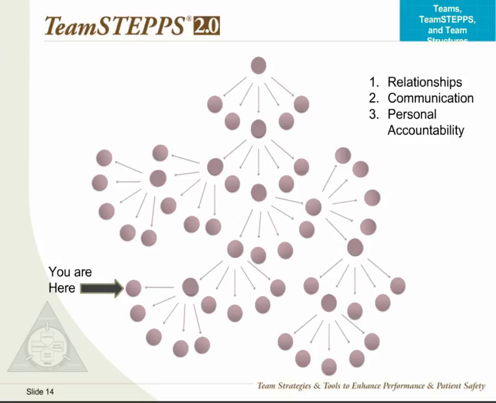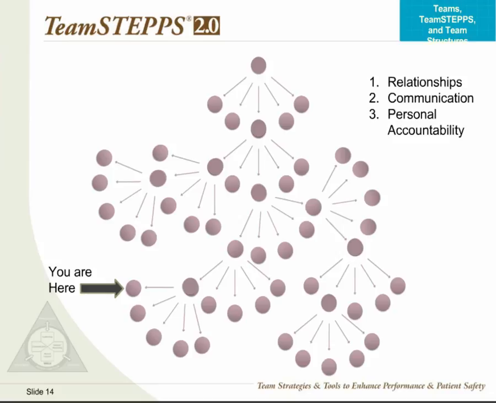Now there's a third challenge here in this structure as well, and that comes around the question of personal accountability. You see, in this organization, as long as I do what the person above me has told me to do, I can always point to that person when questions of accountability come around. And I can say, I did exactly as you told me to do. So you're to blame, not me.